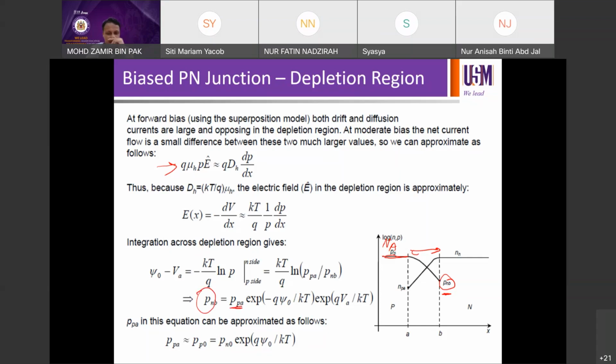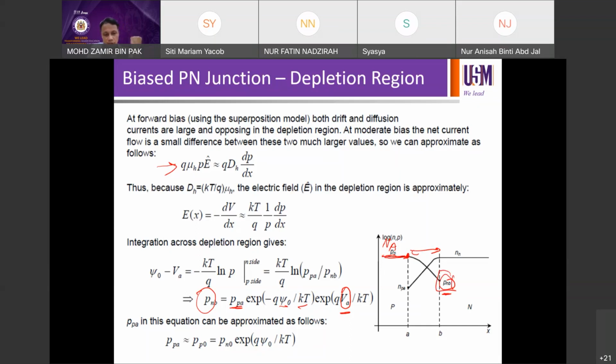Where's your ppa? That means this is your pp at point A, which is essentially your pp or your NA, times exponential of negative q times Vbi over kT, times exponential of qVa, where Va is your applied bias, over kT. So this is how your applied bias affects the minority carrier concentration at point B. We will see how the magnitude changes graphically next.